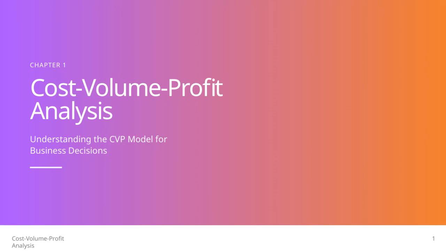Welcome to Chapter 1, where we dive into cost volume profit analysis. This chapter focuses on understanding how the CVP model helps businesses make informed decisions. We'll explore how costs, sales volume, and profit interact, and see how this analysis provides key insights that guide everything from pricing to production levels. It's an essential tool for evaluating how changes in costs and sales impact a company's profitability.